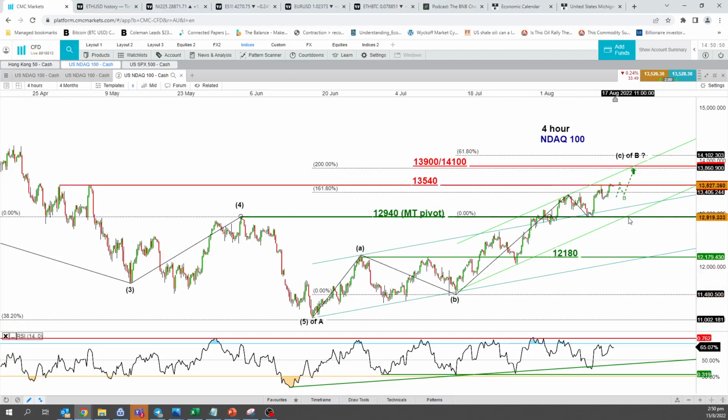However, if we start to see a 4-hour close below 12,940, then all bets are off on the bullish side. That is where we start to see the start of a deeper pullback to retest the former swing high area of 22nd of June, now acting as a key support area at 12,180. Which is also confluencing with the previous ascending channel support level drawn from the 17th of June 2022 low.